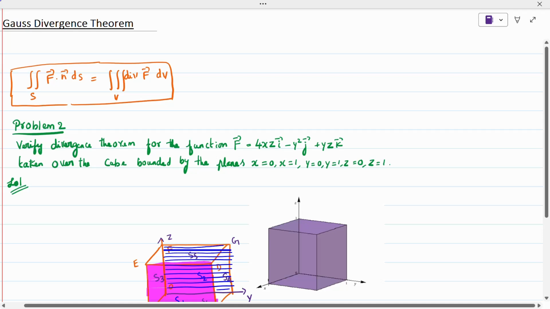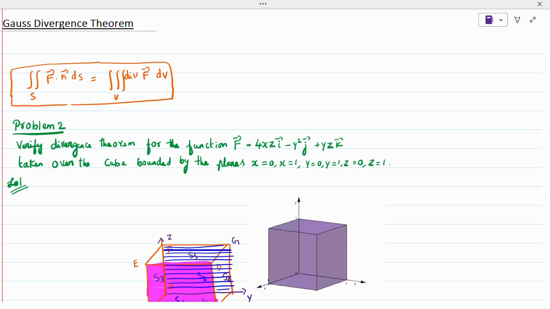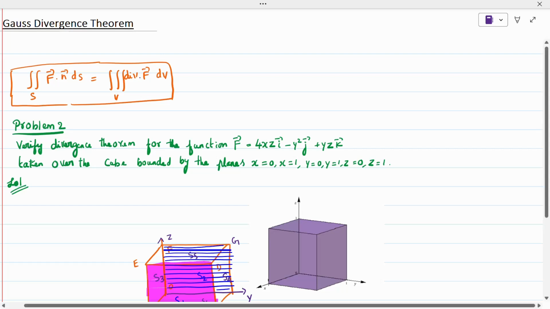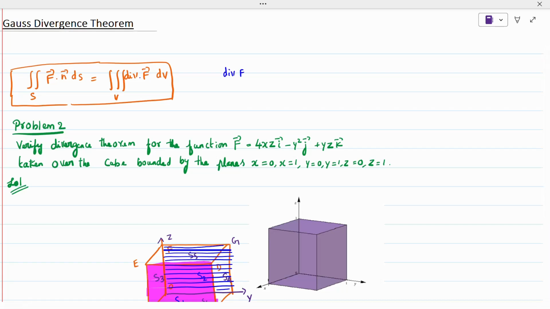Hi all, today's topic is Gauss divergence theorem. Double integral over f into n vector into ds is equal to triple integral over div dot f into dv. Div dot f is nothing but del dot f. So del is nothing but, everyone knows the formula for del. If you don't know the formula, you can refer to my first video, the formula video.